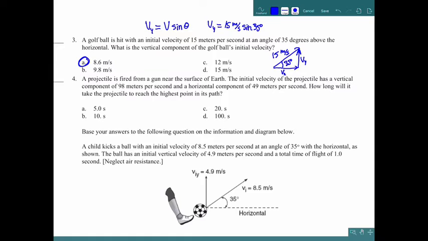Okay, let us go to question 4. It says a projectile is fired from a gun near Earth's surface. The initial velocity of the projectile has a vertical component of 98 meters per second and a horizontal component of 49 meters per second.